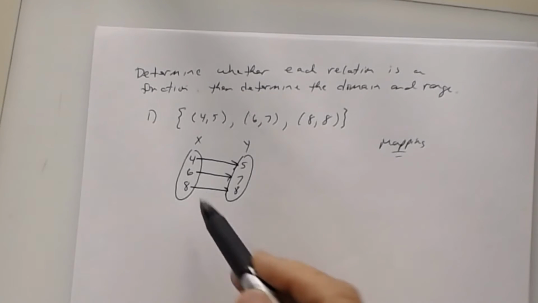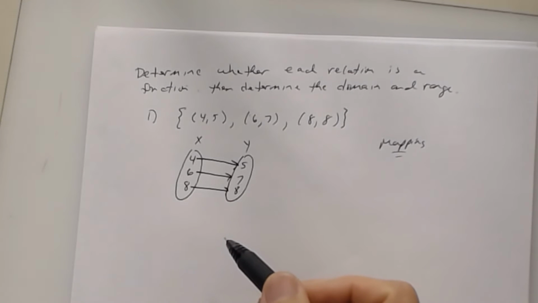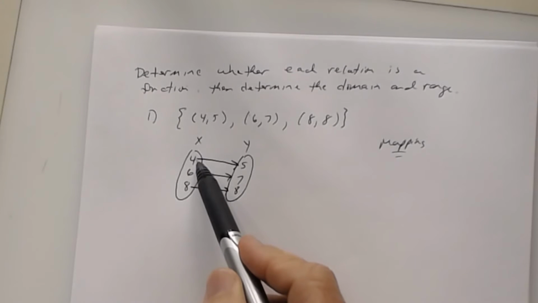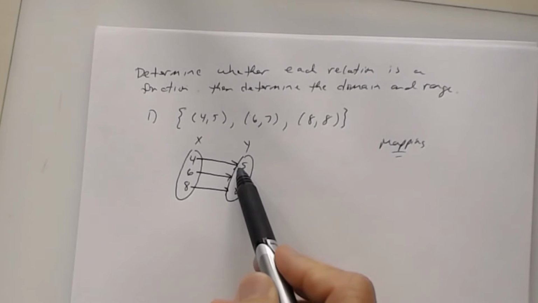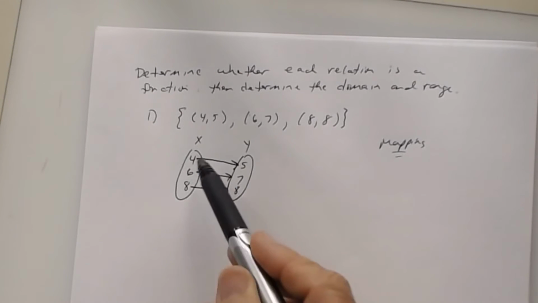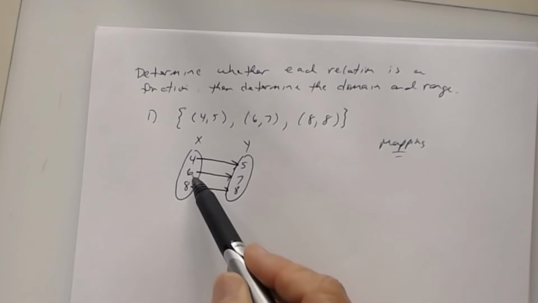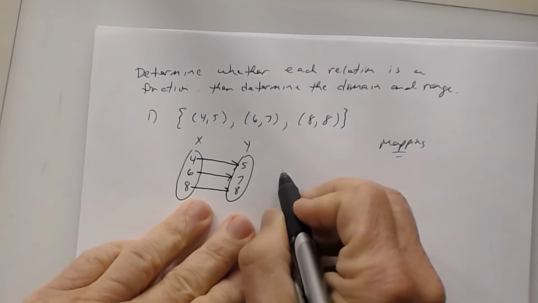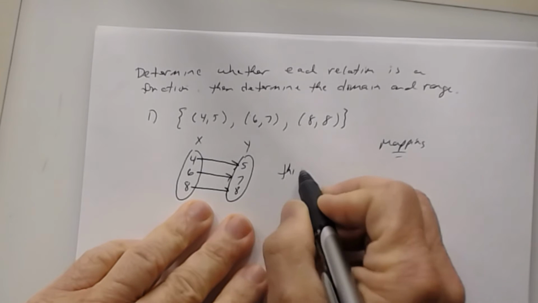Now, let's use this idea of a mapping with the definition of a function. A function says for each x, there's only what? 1 y. So for this x equal 4, there is what? 1 y value. What is it? 5 only. No other arrows coming from it, right? When x is 6, there's only 1 y. What is it? 7. When x is 8, there's only 1 y. 8. So is this a function? Yes, this is a function.